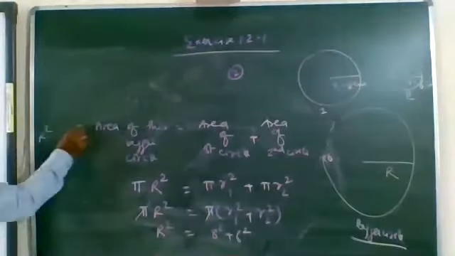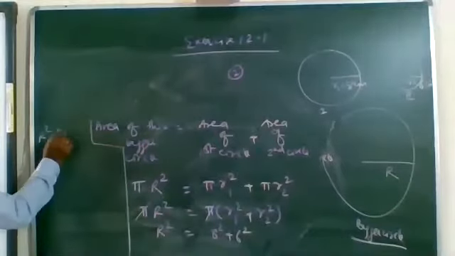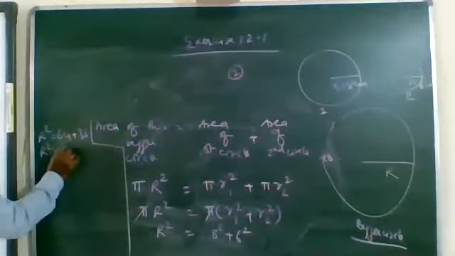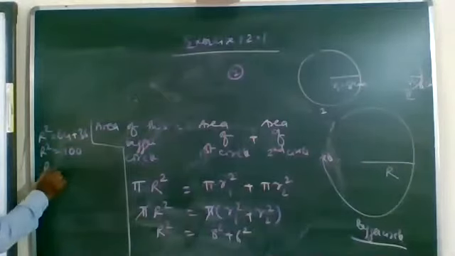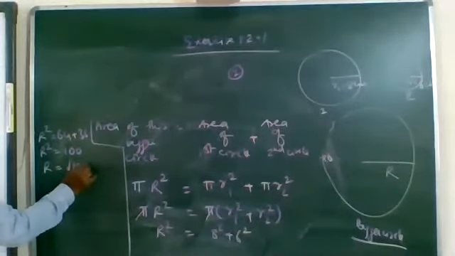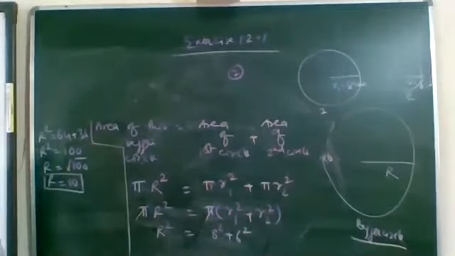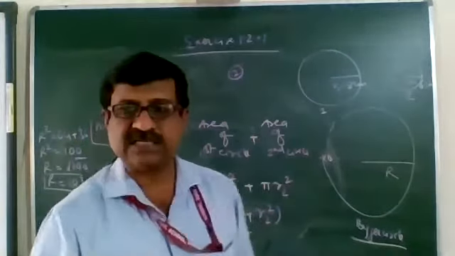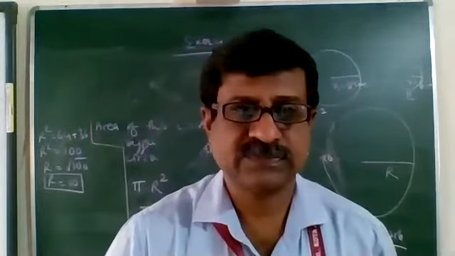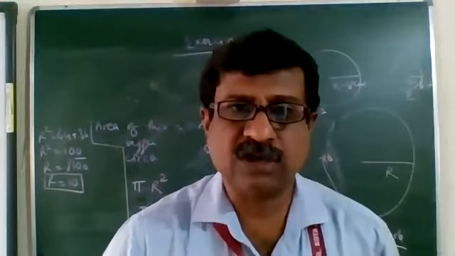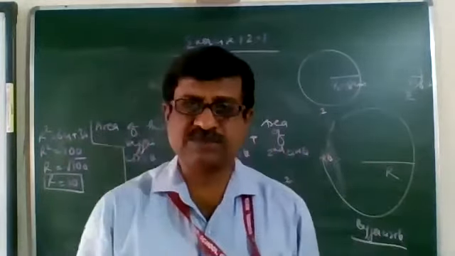Or r square equal to 64 plus 36. R square equal to 100. R equal to square root of 100, that is 10. Therefore, the radius of this bigger circle is 10 centimeter. We have applied the condition, whatever is given, and solved it as it is possible to solve.